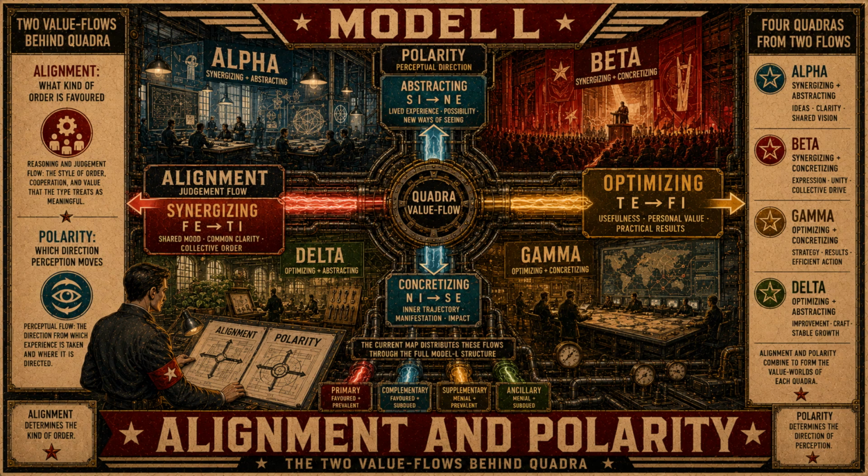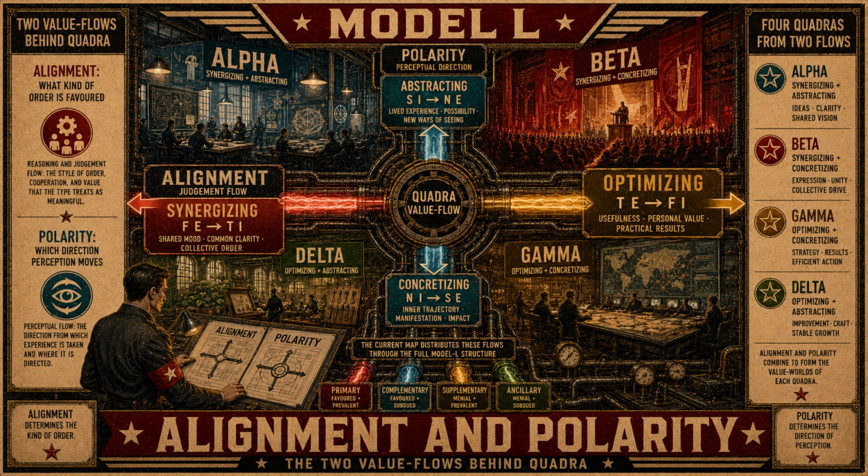Alignment asks, what kind of judgment flow does the type favour? In older socionics language, this is close to the contrast between merry and serious. In Model L terms, synergizing types favour the FE to TI kind of flow. That means shared mood, collective clarity, common frameworks, and a sense of order that people can participate in together. Optimizing types favour the TE to FI kind of flow. That means usefulness, economy, personal value, practical results, and the alignment of resources with what actually matters. So alignment tells us what kind of rational, or judging, flow the type treats as meaningful.